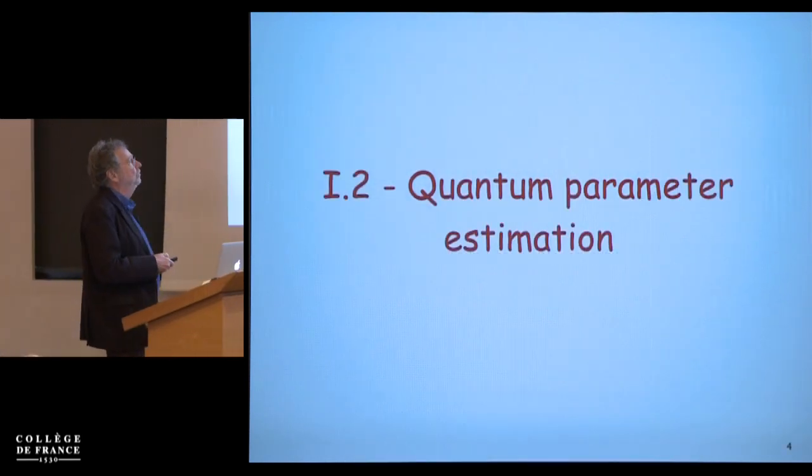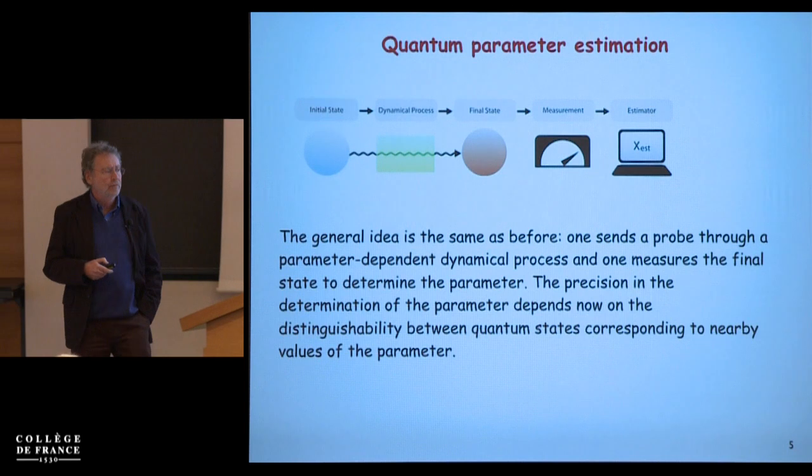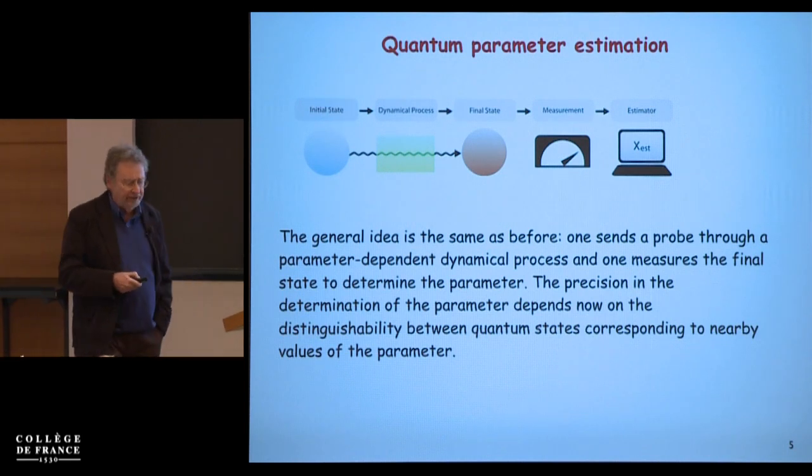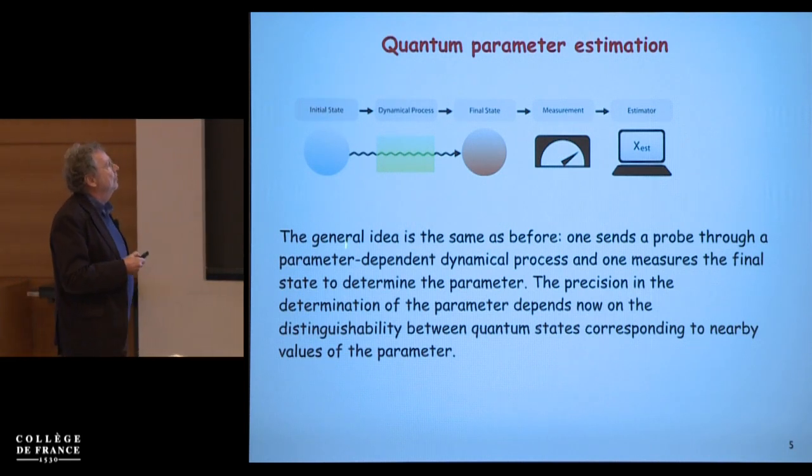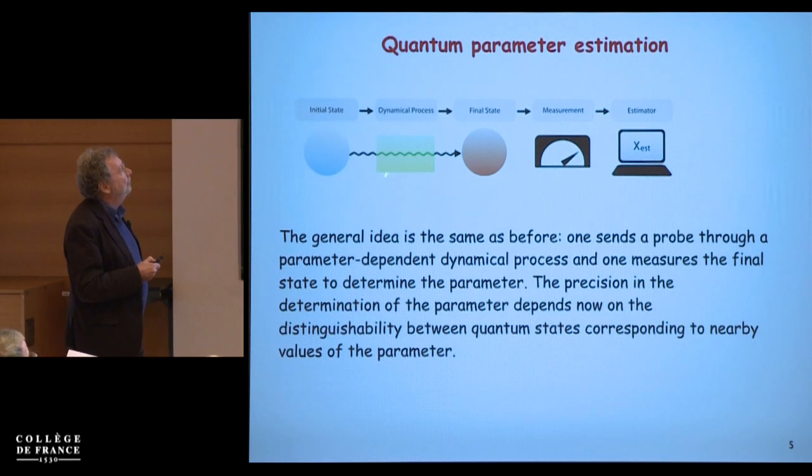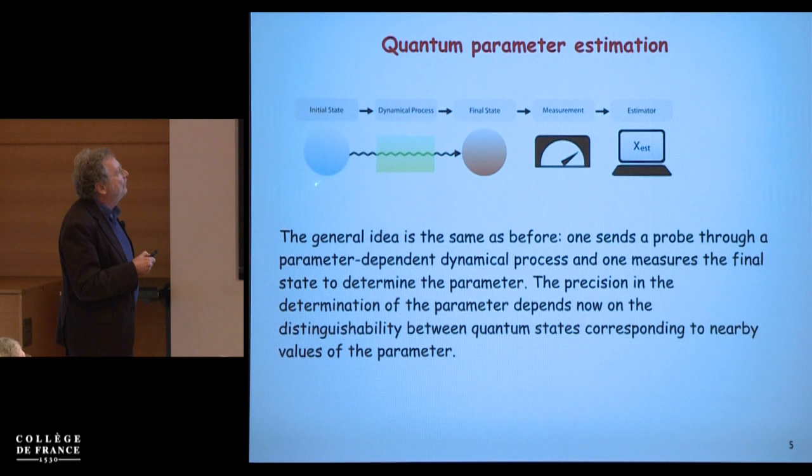Now we go to quantum parameter estimation, and the initial idea is the same as before. We want to estimate some parameter that is part of a dynamical process. So we send a probe through this dynamical process, and one measures the final state of the probe that interacts with the system in order to determine the parameter.